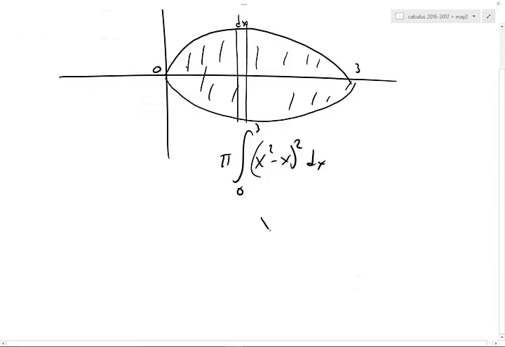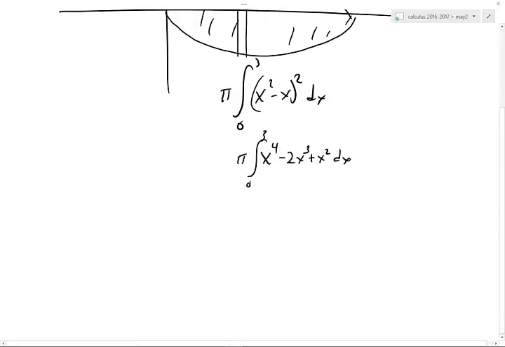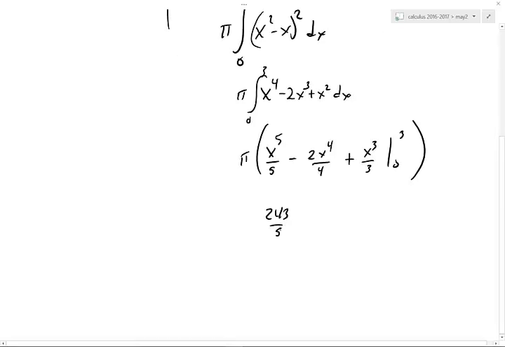And so I FOIL it out: x to the 4th minus 2x cubed plus x squared. There you go. Just FOIL it out. And then antiderivative, x to the 5th over 5, whatever that is. 3 cubed is 27, times that, 162 over 4, and plus 9. And whatever this comes out to be is whatever our answer is.